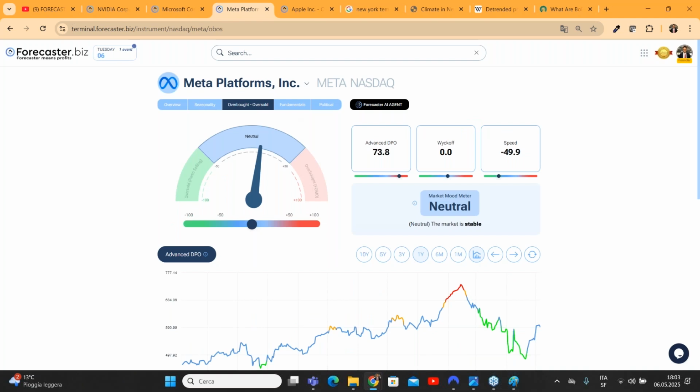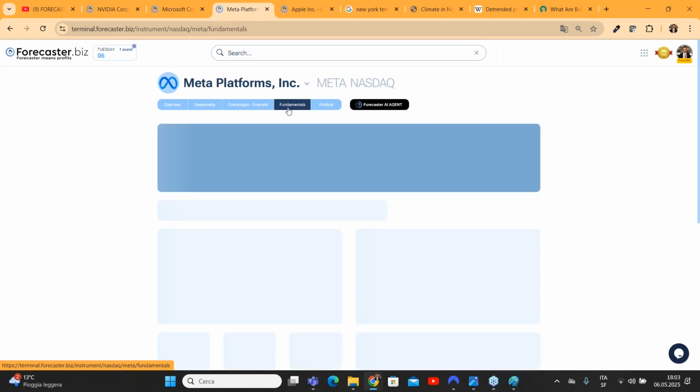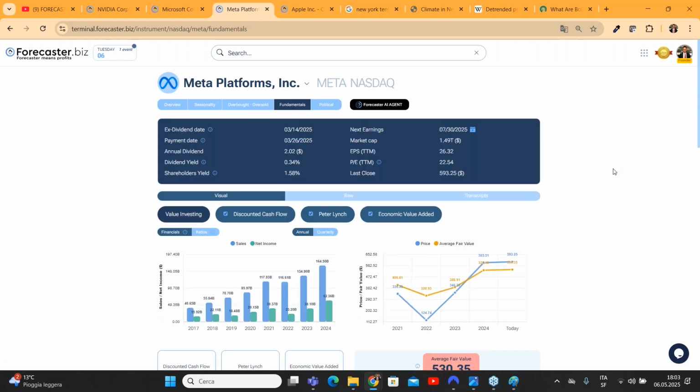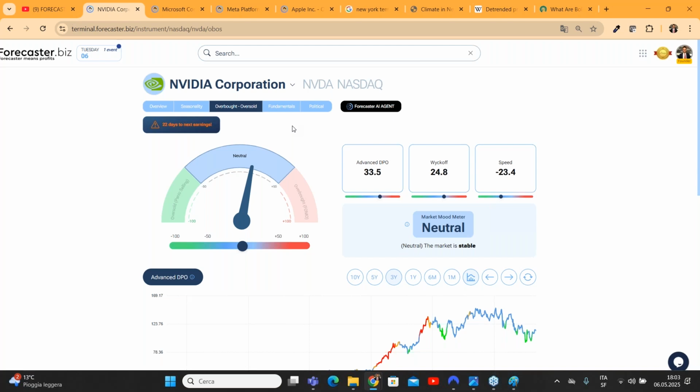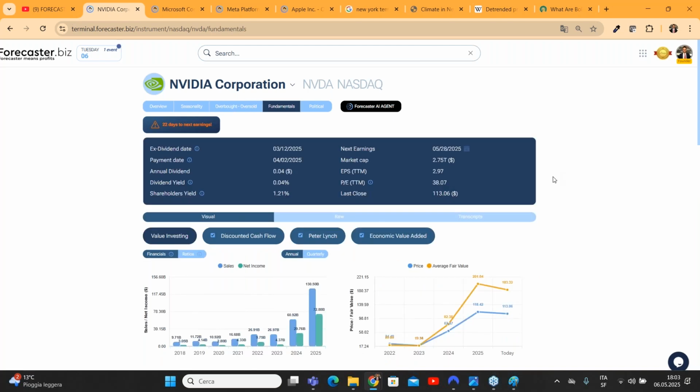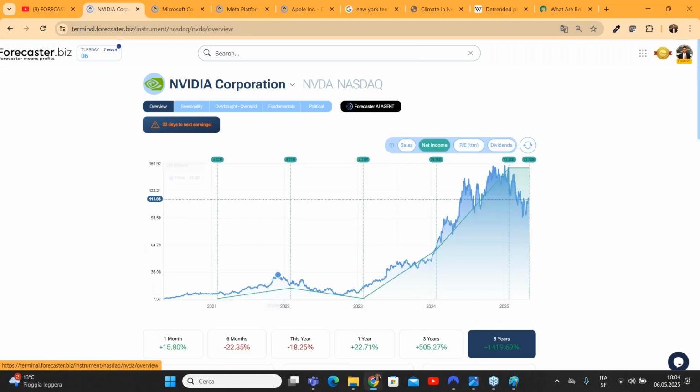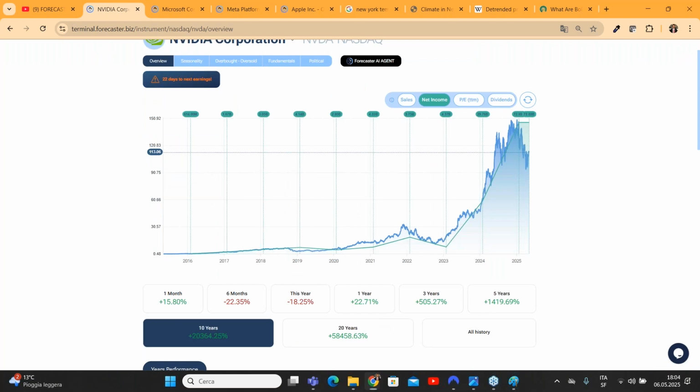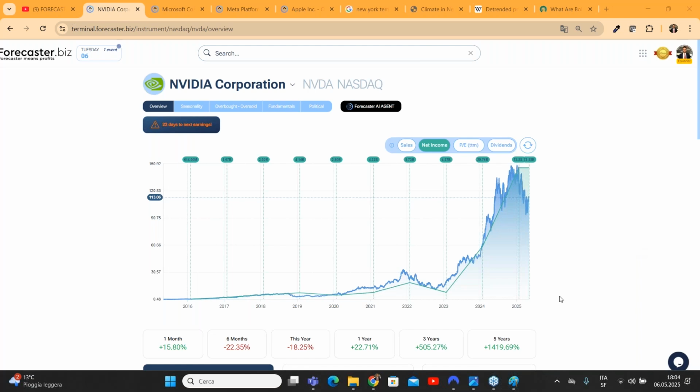Let's deep dive into one of my best layers, which is the fundamentals. Fundamentals, guys, is a very important topic because at the end of the day, as we saw at the beginning of this lesson, in the long run, stock prices go where the fundamentals are. If a company is making money, is doing great, stock prices will do great. Very simple. This is the very secret of the market.